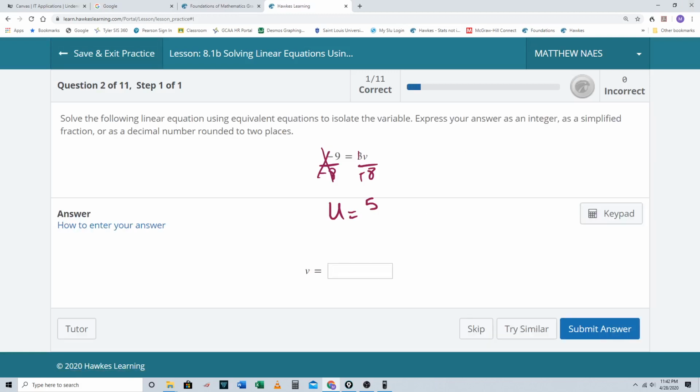All right. Here, same setup. We have V over here. We have V being multiplied by 3. So the opposite of multiplying by 3, dividing by 3. Again, balance that out. Whatever I do here, got to do over here. Negative 9 over 3 is negative 3 V.